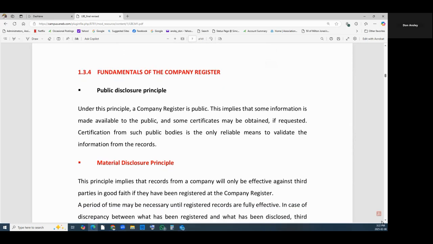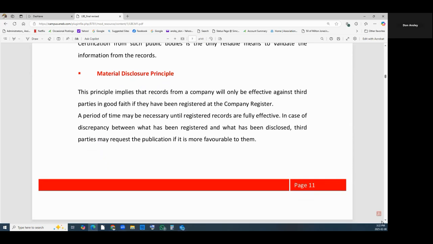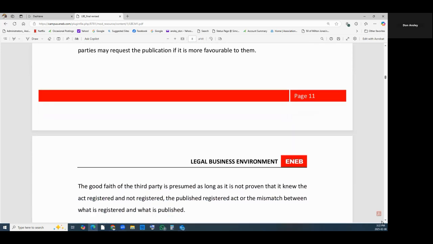Now, material disclosure principle. The principle implies the records for a company will only be effective against third parties in good faith if they have been registered at the company register. A period of time may be necessary until registered records are fully effective. In case of discrepancies between what has been registered and what has been disclosed, third parties may request the republication if it is more favorable to them.